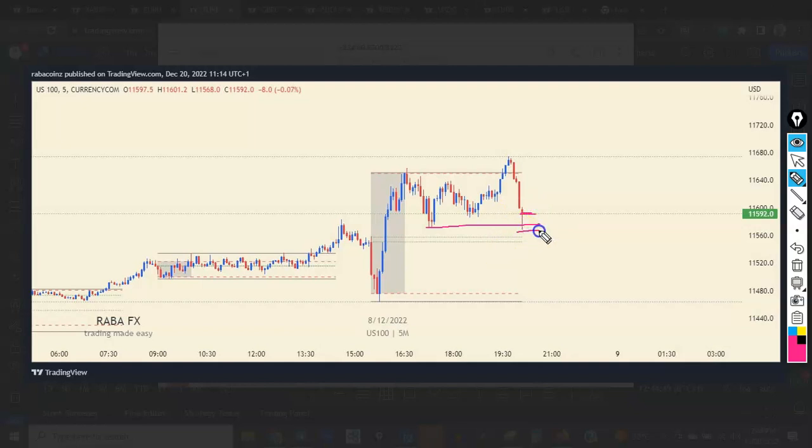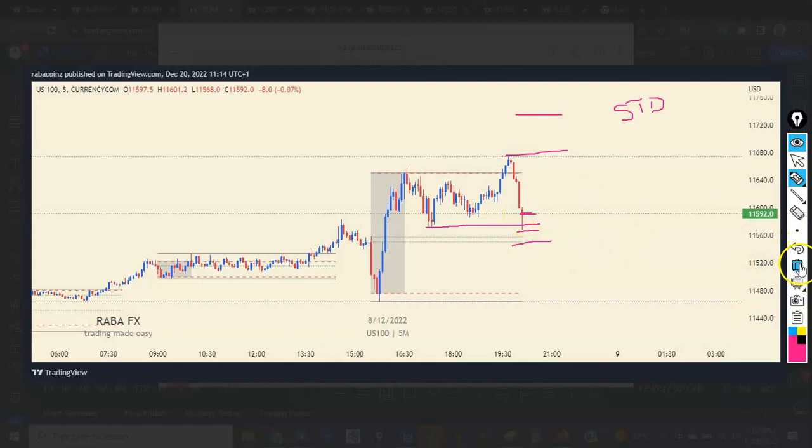Either you place your stop loss here or you place your stop loss here. It all depends on your risk. Then your target will be the next high or some standard deviations, which I will talk about in a later video. So once price rejects here, you can take your entry there.